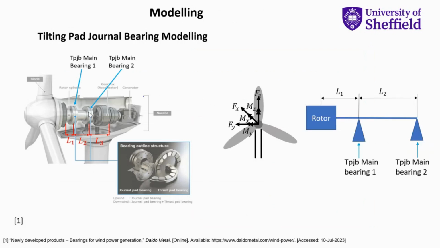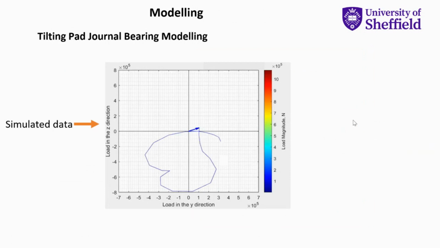And this can be modelled as a simply supported beam, where the 2 supports are the 2 main bearings, the journal main bearings. And we're assuming that these 2 main bearings are taking all the non-torque loads experienced at the rotor, and the gearbox does not take those. And we have simulated data from the rotor, which then can be translated to the forces experienced at the 2 main bearings. So like I said, we have our simulated data, and then we can input simulated data into that simple arrangement I just showed you in the earlier slide.